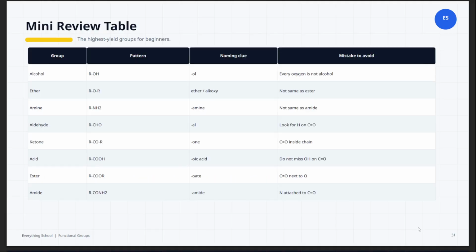This mini table is the highest yield review. Alcohol means oxygen-hydrogen attached to carbon. Ether means oxygen between carbon groups. Amine means nitrogen group with no carbonyl directly attached. Aldehyde means carbonyl carbon with hydrogen attached. Ketone means carbonyl between 2 carbon groups. Carboxylic acid means carbonyl attached to oxygen-hydrogen. Ester means carbonyl attached to oxygen-carbon. Amide means carbonyl attached to nitrogen. If you can sort these 8 groups reliably, you will fix a huge part of beginner organic chemistry confusion.